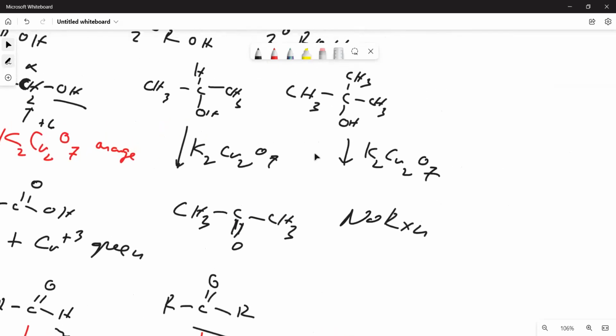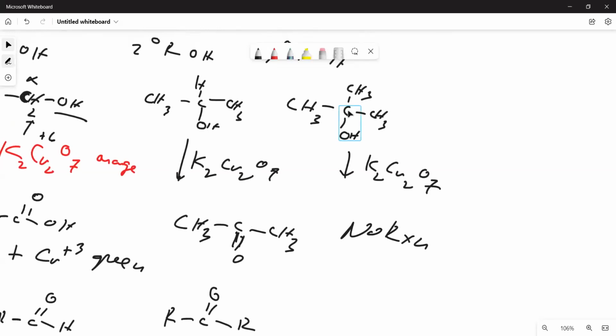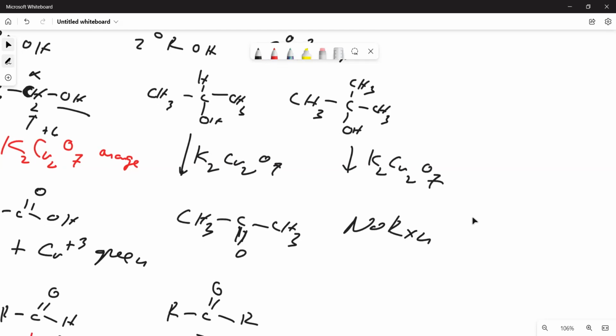How about the tertiary alcohol? You notice there, the carbon has no alpha hydrogen. So if you add potassium dichromate, there is no reaction. It will remain orange.